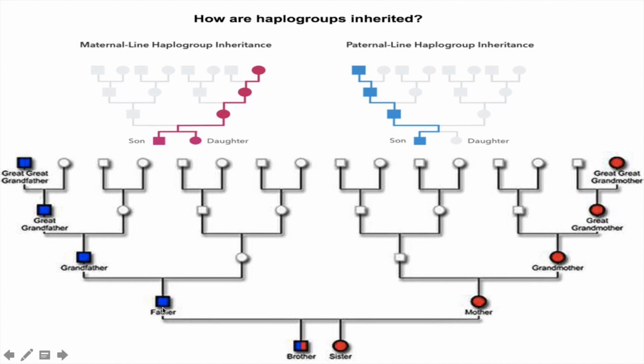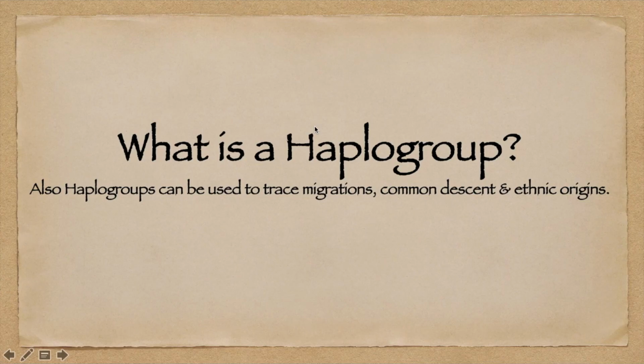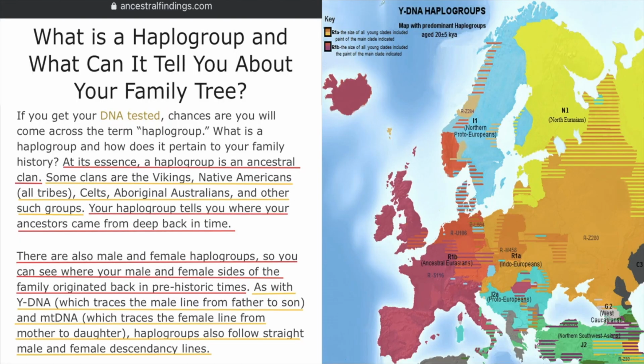Let's say a man and a woman have two children, a son and a daughter. The son will carry both the father's Y DNA and the mother's maternal DNA, represented in blue, and the sister will carry only the maternal DNA, represented in red. Also, haplogroups can be used to trace migrations, common descent, and ethnic origins. This is from What is a Haplogroup and What Can It Tell You About Your Family Tree.